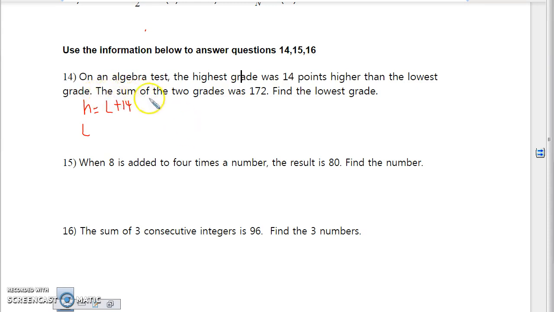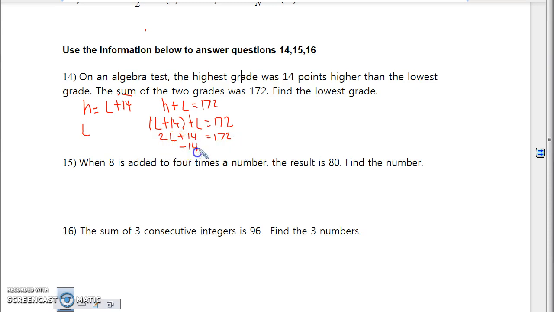Now it says the sum of the two grades was 172. So when I hear sum, I think, okay, my two grades added together. So H plus L equals 172. Unfortunately, we cannot add H and L together, but we do know H is the lowest grade plus 14. So if we replace H with L plus 14, keep our L here, then we can combine our like terms: 2L plus 14 equals 172.